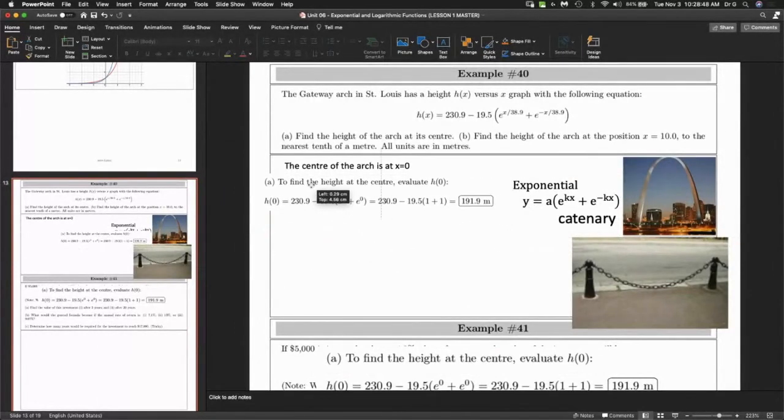I'll just stick it right there. So what I did here was I just evaluated the height at 0. If you substitute 0 for x, over here you're going to get e to the 0. The 38.9 goes away because it's 0 divided by 38.9. And then you also get e to the 0 again. So at the center of the arch, look at that height.